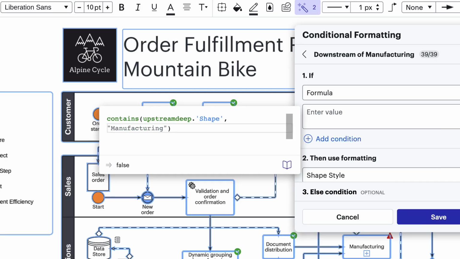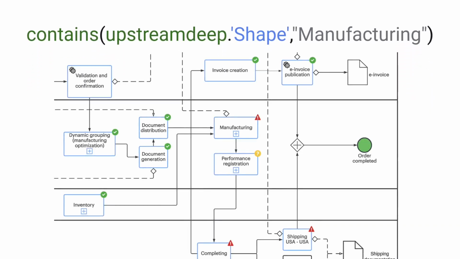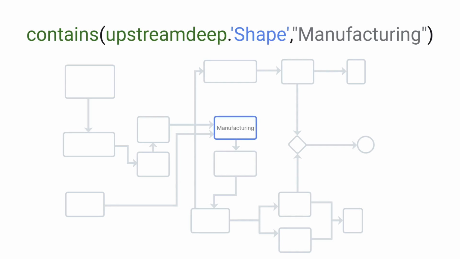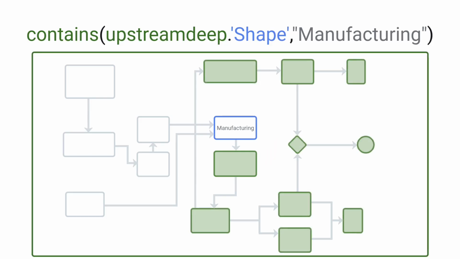Let's break that down. With formulas, it's helpful to start from the middle and work our way out. We know that we want Lucid to read the diagram and find the shape labeled manufacturing. We want Lucid to highlight all of the shapes that are affected by manufacturing. So upstream deep means Lucid is going to read a shape and ask, is manufacturing before you? Or in other words, upstream of you? If so, I'm going to format you. And then we have contains, which is how Lucid knows to read all of the shapes and look for the ones that contain the attributes we're wanting to highlight.